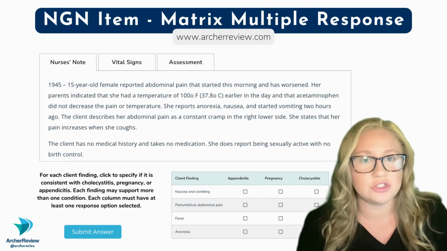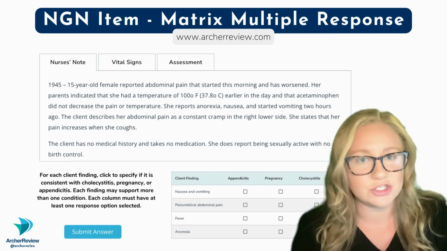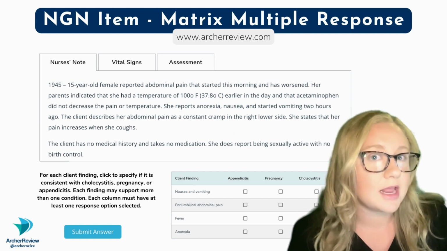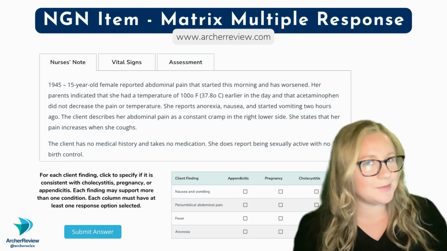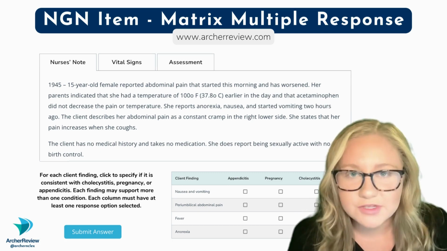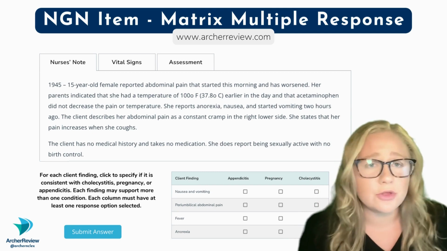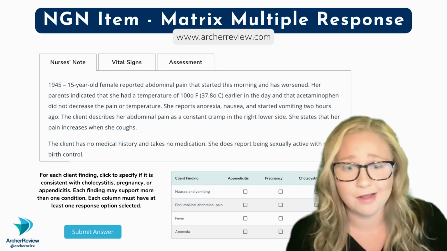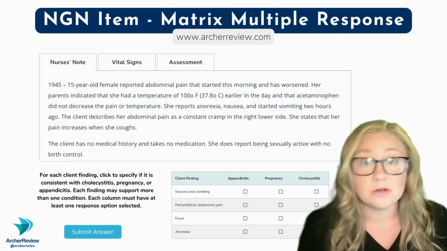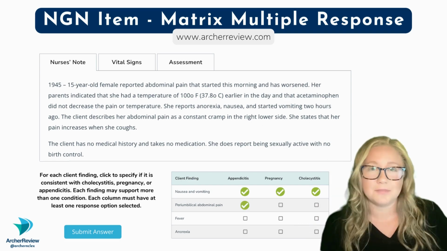So our job is to look at these different possible conditions and decide which assessment findings either indicate or do not indicate these conditions. Let's make this easy. Each row of this matrix is a select all that apply question. So select all that apply. Can nausea and vomiting indicate appendicitis? Yeah. Pregnancy? Yeah. Cholecystitis? True. Check each of these responses.